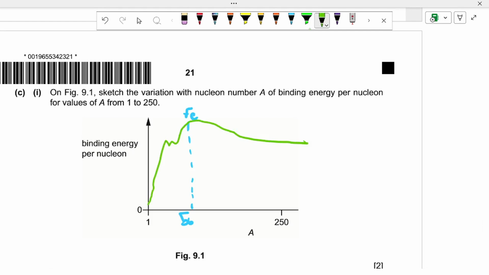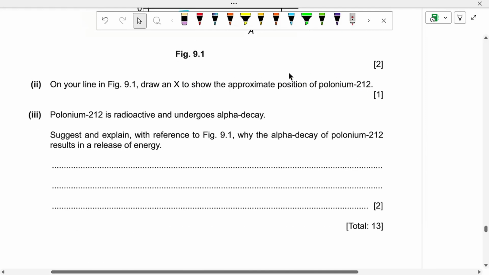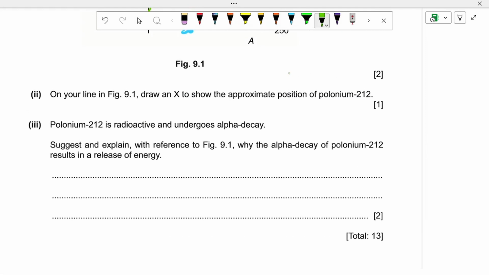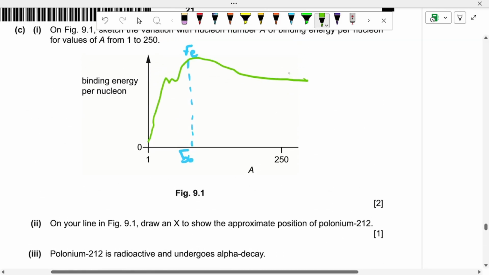So Cambridge just looks for a line that's rising to a single peak, right? It has a positive gradient on the left side, then a negative gradient on this side, and you'll be fine. Draw an X to show the position of polonium. Because polonium is 212, I wouldn't expect to find it anywhere except here. So I'm just going to put a little X.